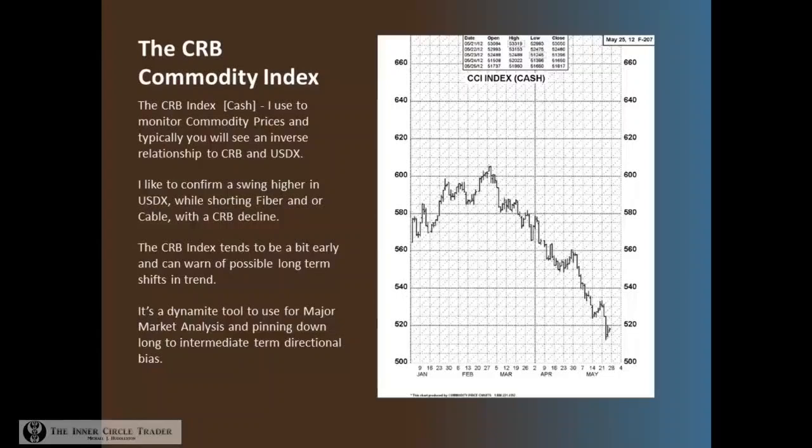Now, I like the CRB index because it usually has an inverse relationship to the dollar index. And I like to confirm a swing higher in the dollar with shorting fiber and/or cable with a CRB decline. Now the CRB index tends to be a little bit early and can warn of possible long-term shifts in the trend. It's a dynamite tool to use for major market analysis and pinning down long to intermediate-term directional bias.